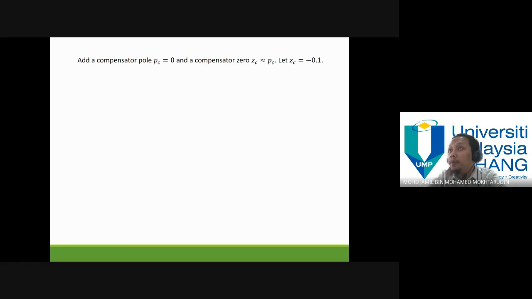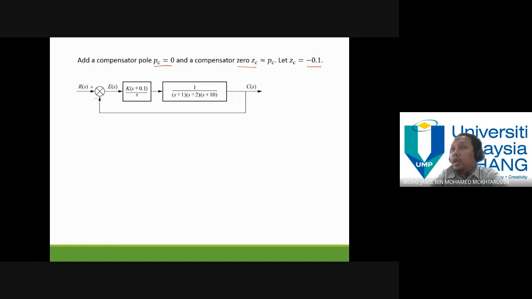So we add a compensator. The compensator has a pole at PC equals zero, and a compensator zero, ZC, with a value approximately equal to PC. So maybe we use negative 0.1. So we add a compensator here: S plus 0.1 divided by S. The formula for a compensator is always S plus ZC over S plus PC. So PC is 0 and ZC is 0.1.